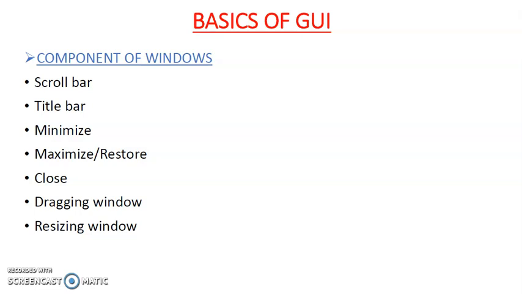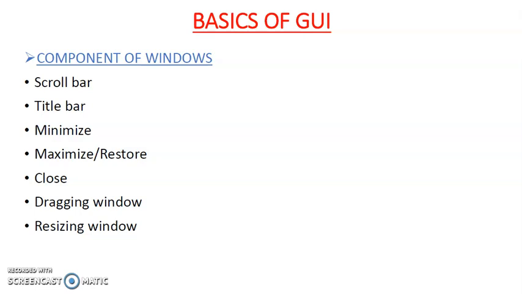Then the next component of a window is the title bar. It helps to identify each window separately, and it generally displays the program's name. It shows the title of your current page or your current document. Then you can minimize the screen with the help of the minimize option, or you can maximize the screen with the help of the maximize option, or you can restore the window. When you click on this button, the window comes to its previous size. Then the next one is close. It is used for closing the window.